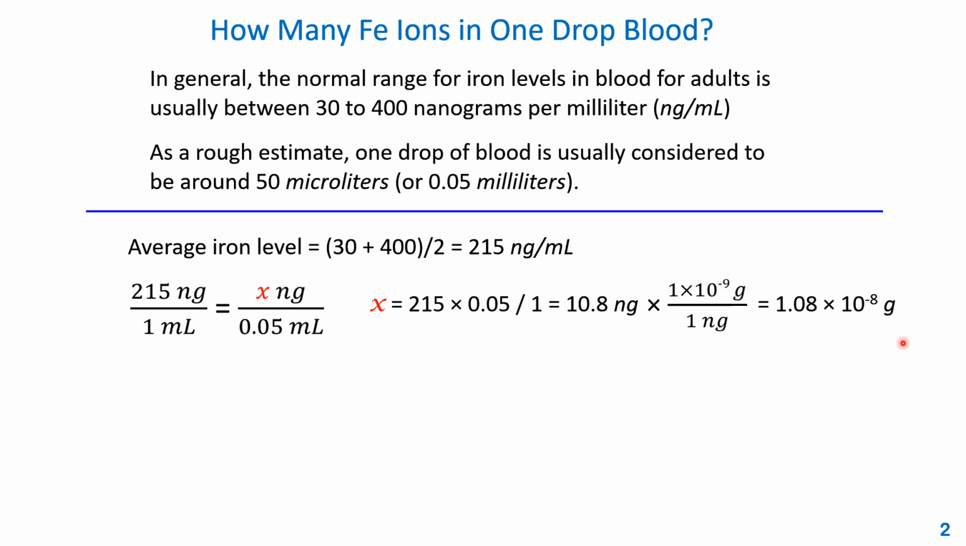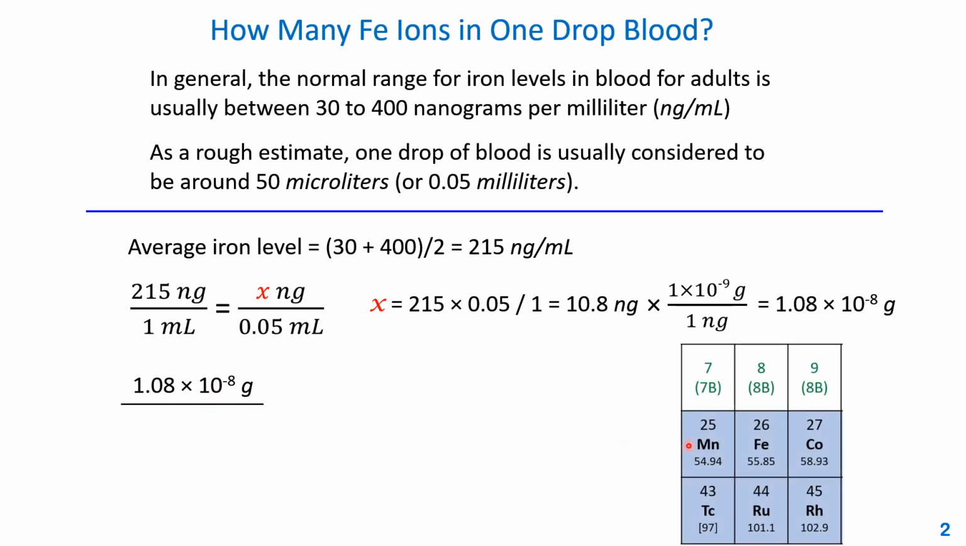Now we are ready to calculate the moles because now we have the mass of the iron in 1 drop of blood. And then we need the molar mass of the iron. So we have mass, we need to divide by molar mass. So what's the molar mass of iron? 55.85. So 55.85 grams per mole. From your periodic table, you can find the molar mass of any element.